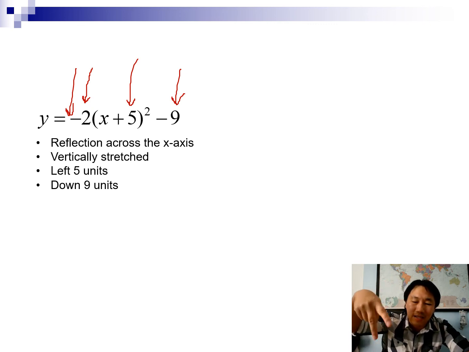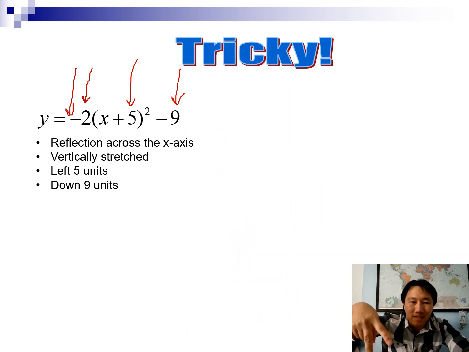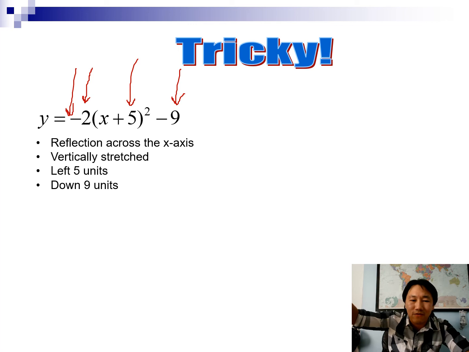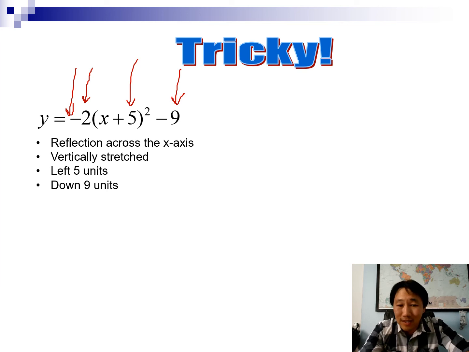You have to make it a sad face. You have to make it a little bit skinnier. Then you have to move it to the left, to the left 5 units, and then you have to move it down 9 units. So kind of cool just to look at the equation and say exactly what happened to it. Not bad at all.